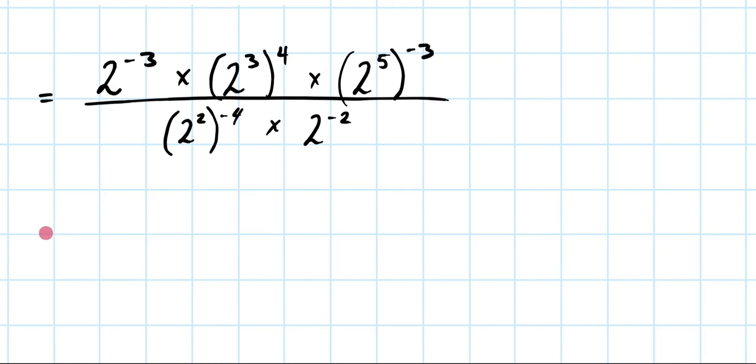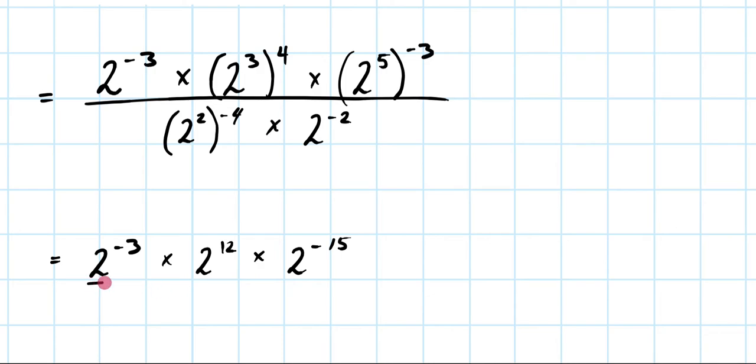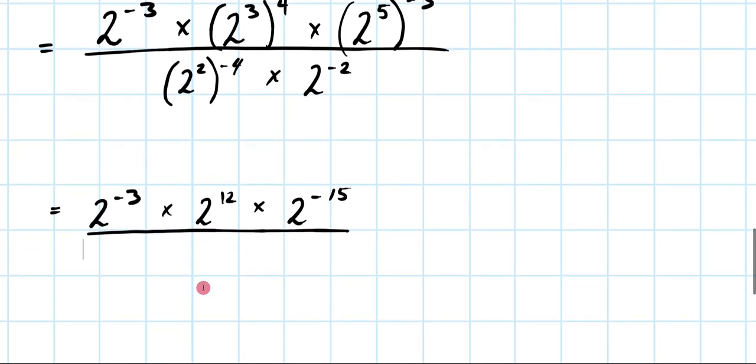Next step. My next step is, let me just leave a bit more of a gap so we don't get too messy in our working. I'm going to use my third law to go 4 times 3, 3 times 5 and 4 times 2. So it's going to be 2 to the negative 3 times 3 fours are 12, 2 to the 12 times 2 to the 5 times 3 is 15, and don't forget that negative 15. Then I'm going to divide. 2 times 4 is negative 8, 2 to the negative 8, and then I'm going to times that by 2 to the negative 2.